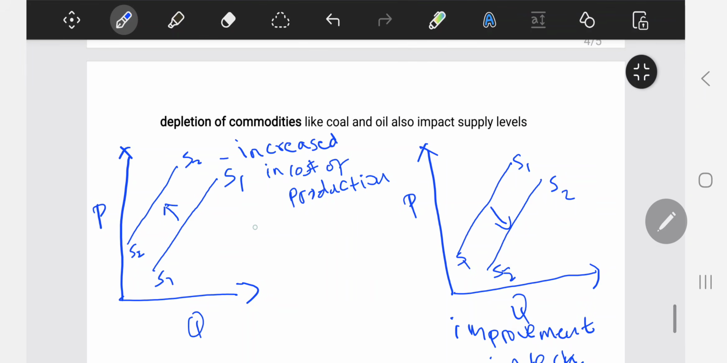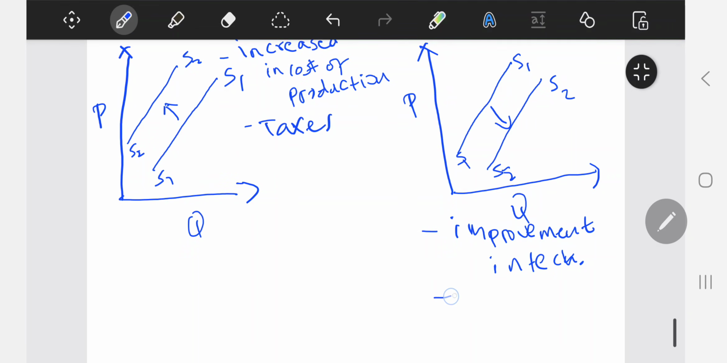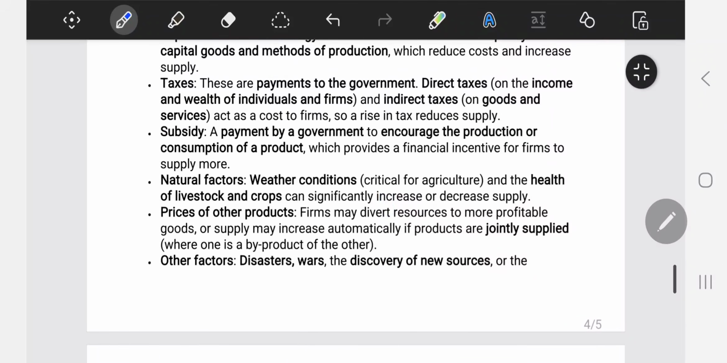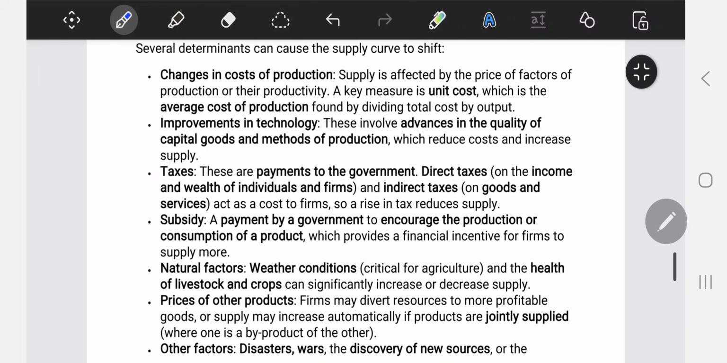So if this is one, another one is taxes. So introduction of taxes is going to shift the supply curve to the left. And of course, introduction of a subsidy is going to shift the supply curve to the right. And so just looking at these factors, try to look at the ones where you think they're going to decrease supply, and those are going to shift the supply curve to the left. And those that are going to increase supply are going to shift the supply curve to the right.